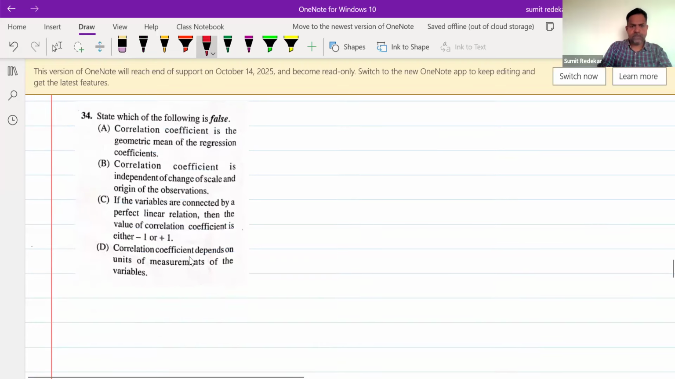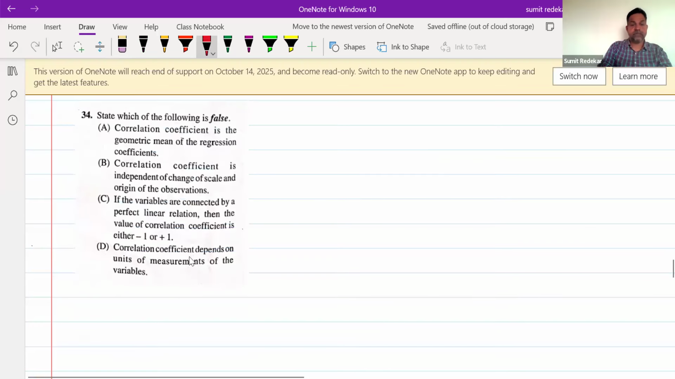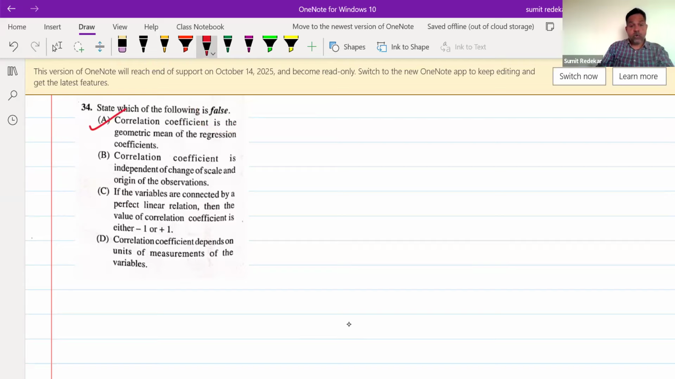33, 34. State which of the following is false. गलत क्या है? Correlation coefficient is the geometric mean of the regression coefficients. सही है ये. This is not wrong. Correlation coefficient is independent of shift of origin and change of scale. Perfect. Shift of origin and change of scale से उसे कोई फर्क नहीं पड़ता. If the variables are connected by a perfect linear relationship, which means the correlation coefficient is either -1 or +1, perfect. तीनों भी सही हैं.